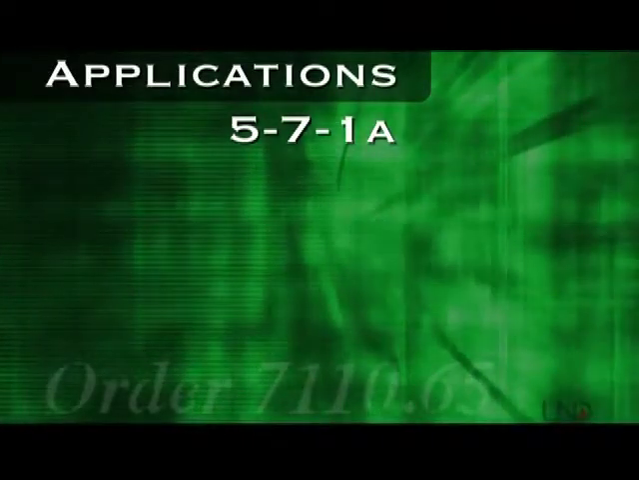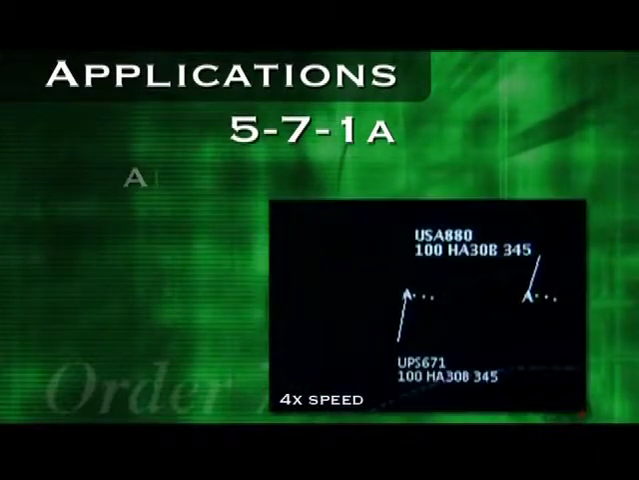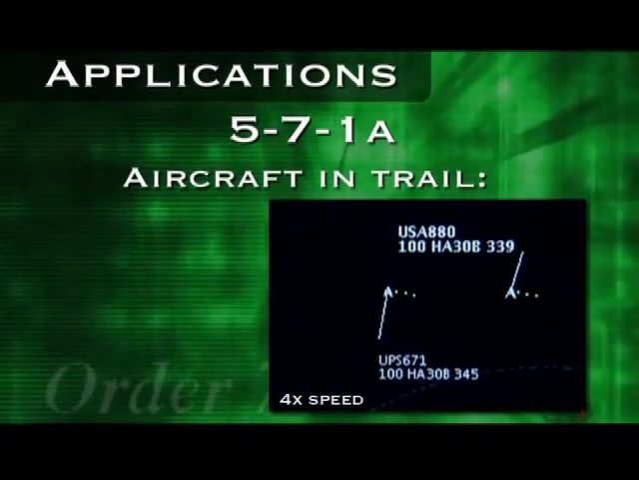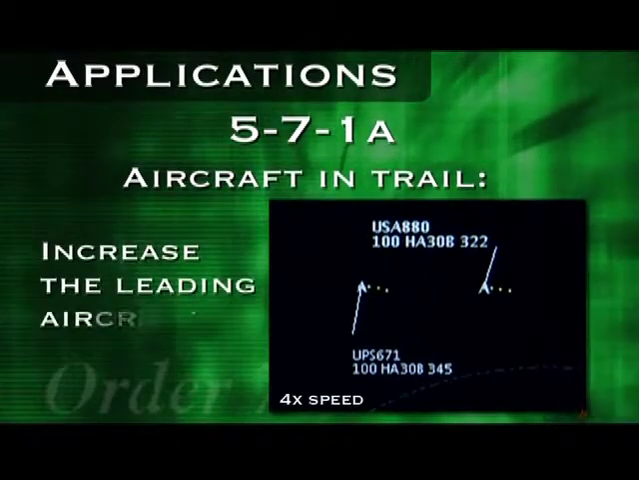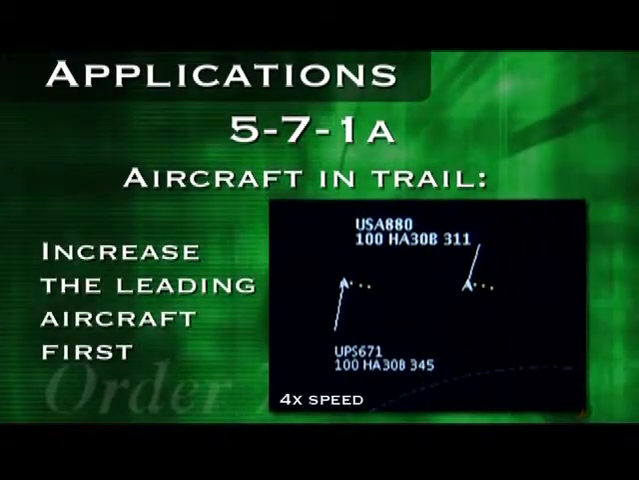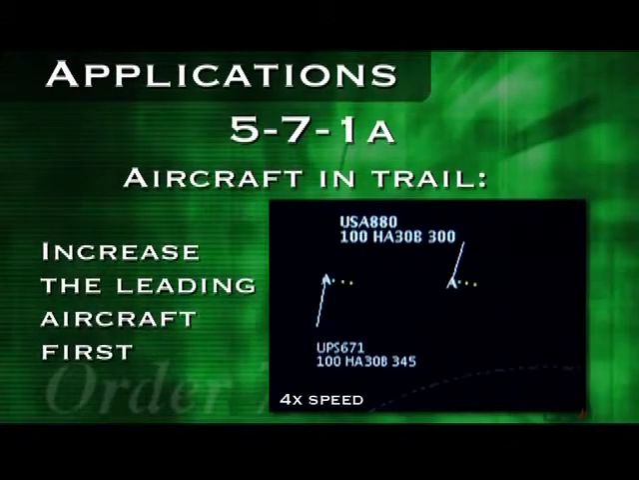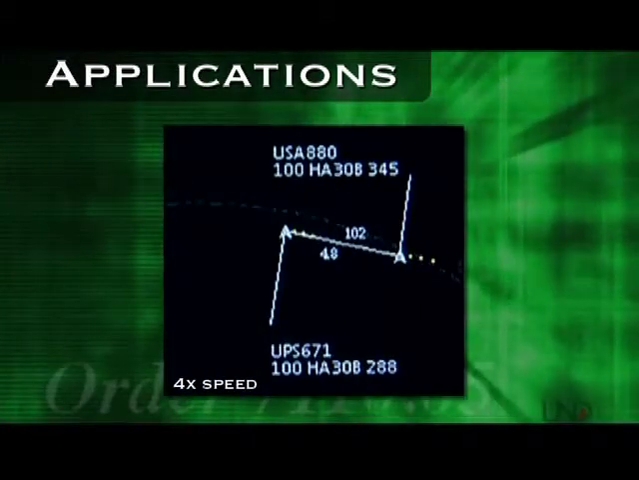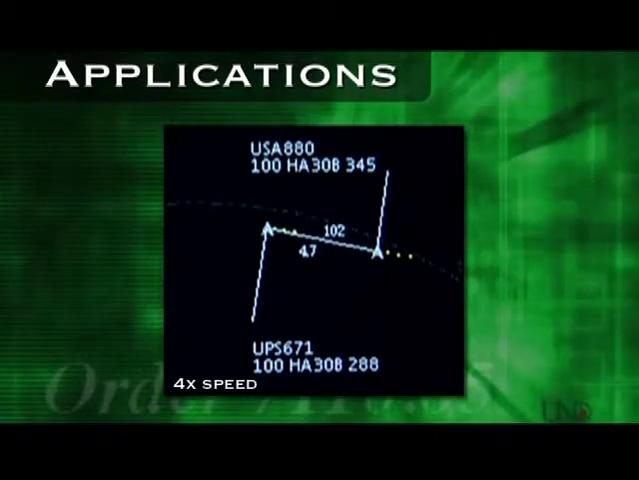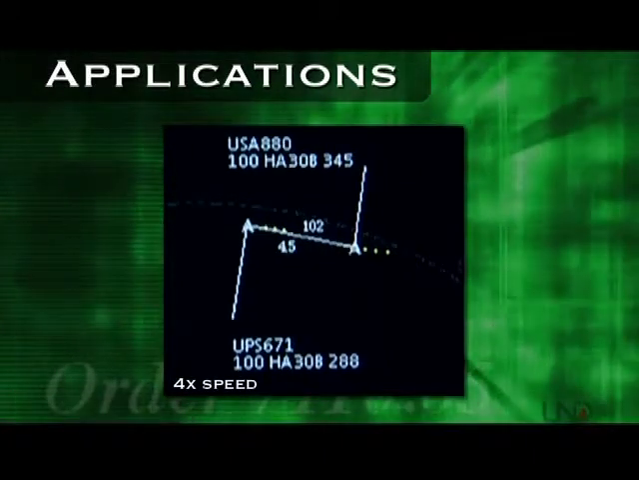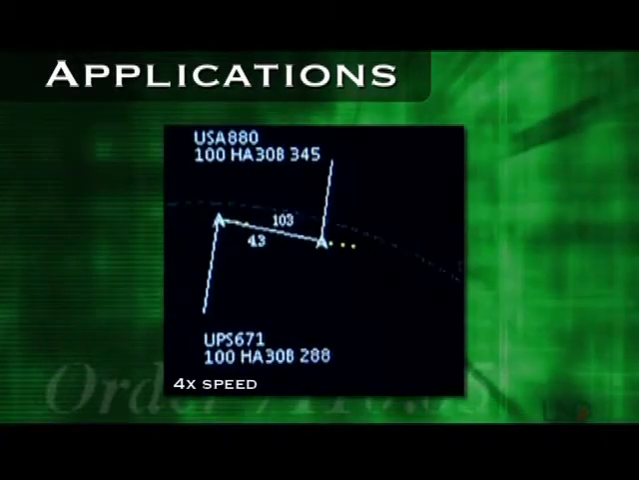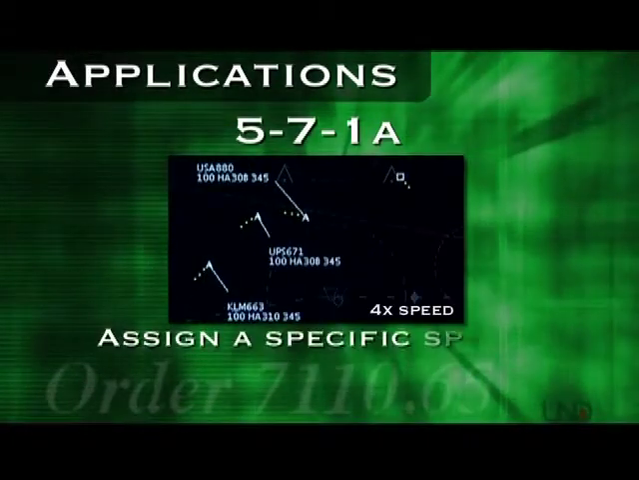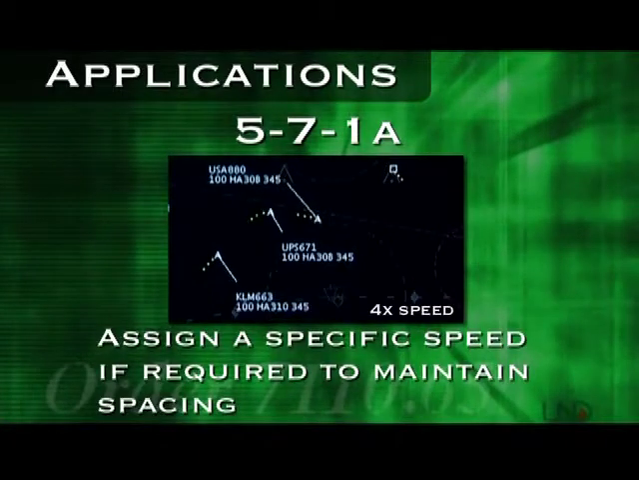The 7110.65 gives specifics on how to correctly apply speed adjustments. First, if you have a line of aircraft, reduce the trailing aircraft first, or increase the leading aircraft first. This assures separation because it prevents one aircraft from overtaking the other. Let's see what happens if we reduce the speed of the leading aircraft first. You can see that the trailing aircraft begins to catch up, but if you are busy, you may not notice until it's too late.